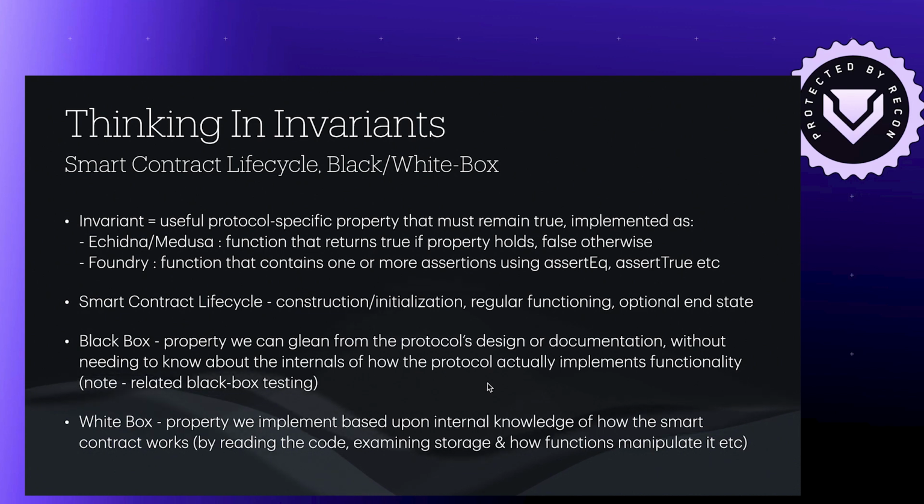What we want to get into the habit of doing mentally is identifying each of these phases of the smart contract's life cycle and then trying to find useful properties that should hold true during these phases. Now, what about black box and white box? A black box property is one that we can glean from the protocol's design or documentation, without needing to know the internals of how the protocol actually implements functionality.